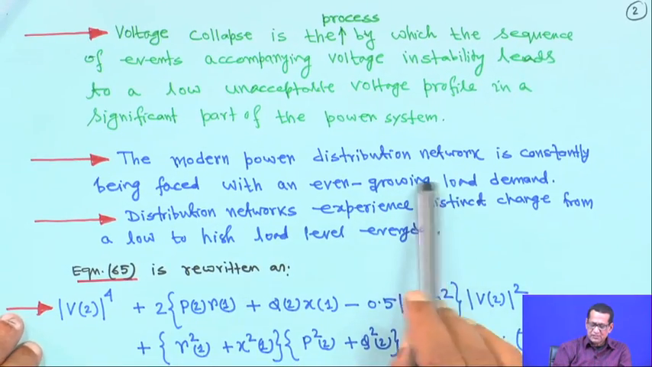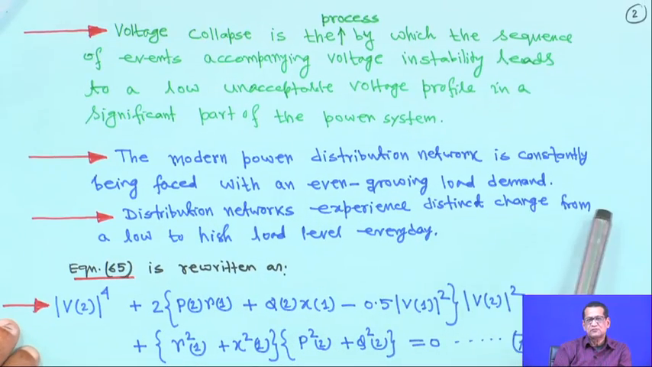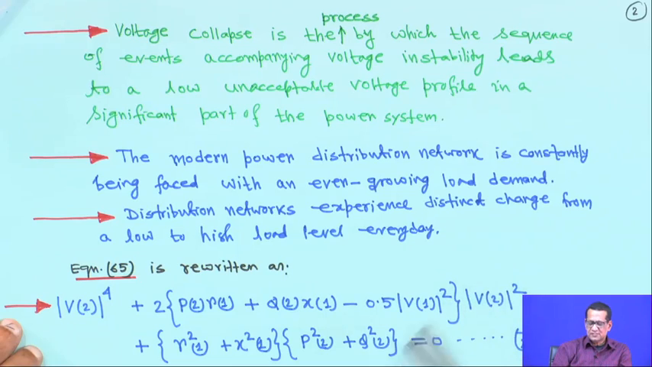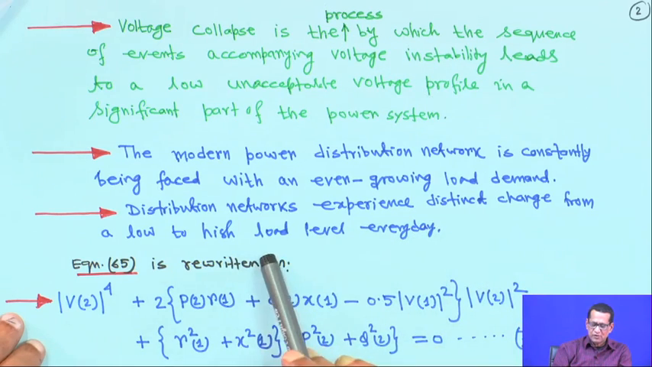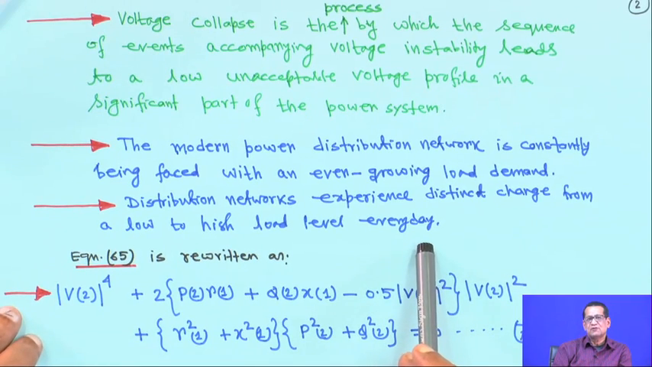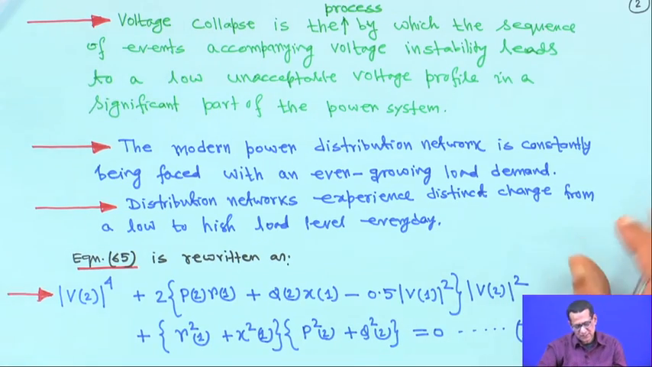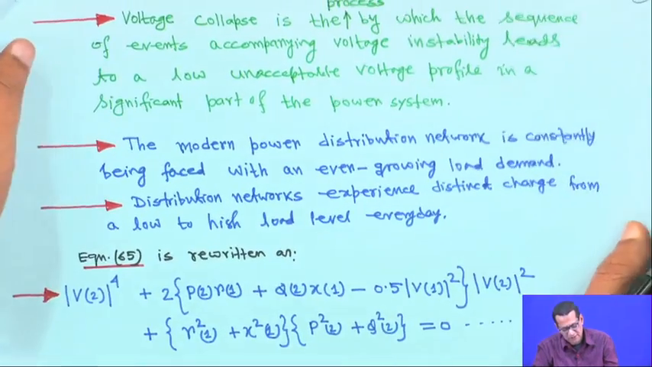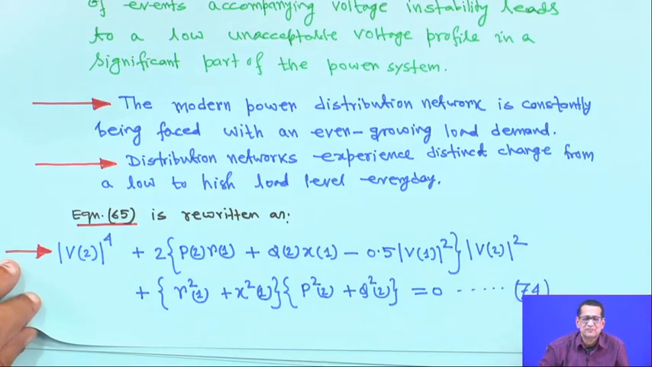The modern power distribution network is constantly being forced with an ever growing load demand, because load demand in the power system is increasing. That means on the distribution side, load demand is increasing. Distribution networks also experience a distinct change from low to high load level every day. If load increases, then naturally voltage magnitude will be low, so voltage will gradually decrease. This is an iterative process, and I will give you some idea about voltage collapse.